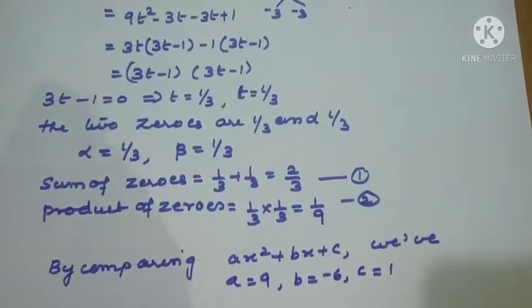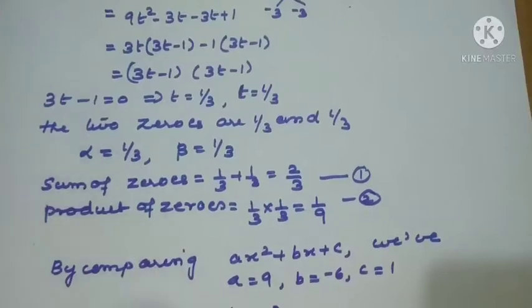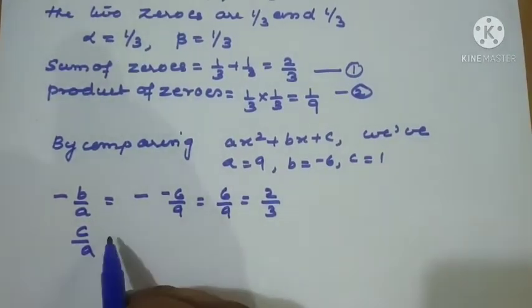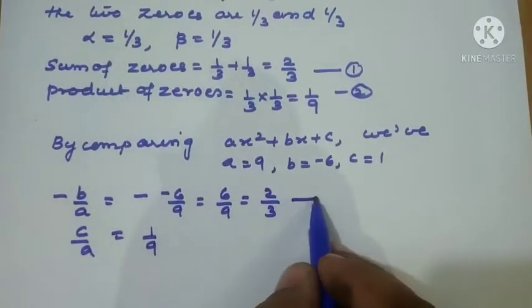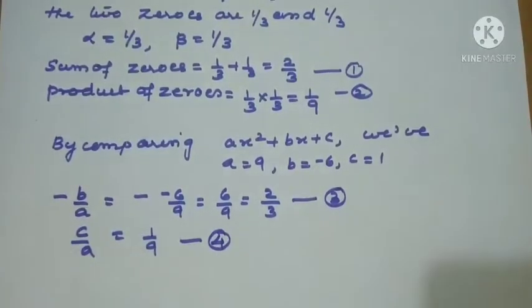So what is the next step we should do? We should write minus b by a. So minus b by a equal to minus of minus 6 by 9, that means plus 6 by 9. It is cancelled by 3, now it is 2 by 3. Similarly, c by a equal to 1 by 9. So now this is 3 and this is 4, right?